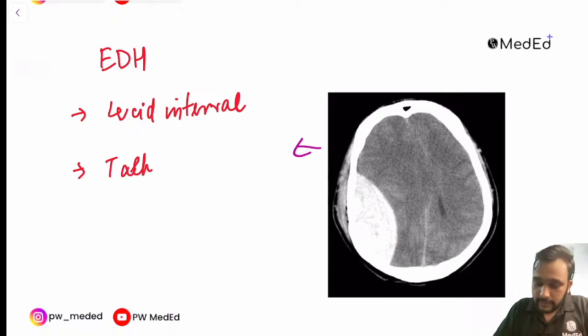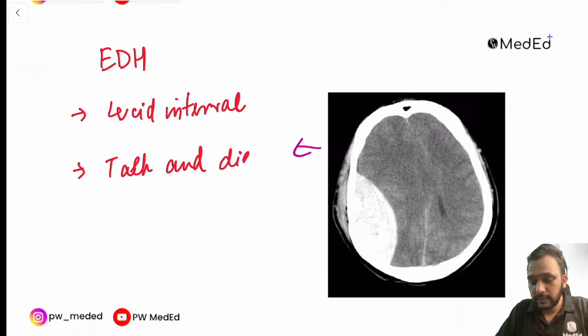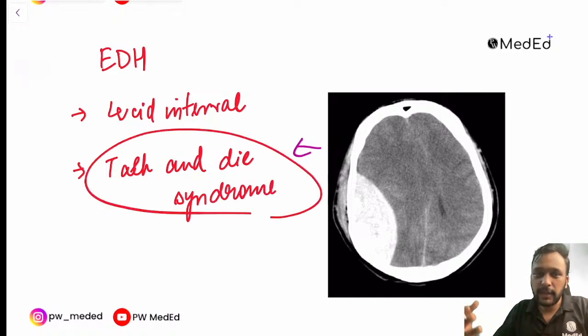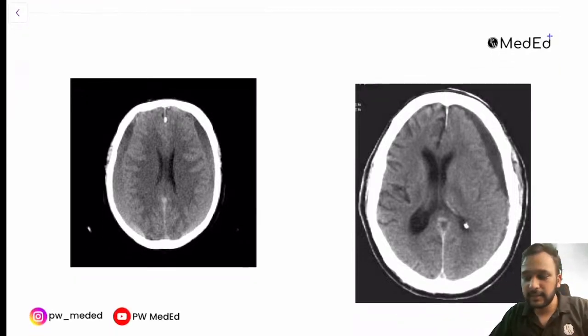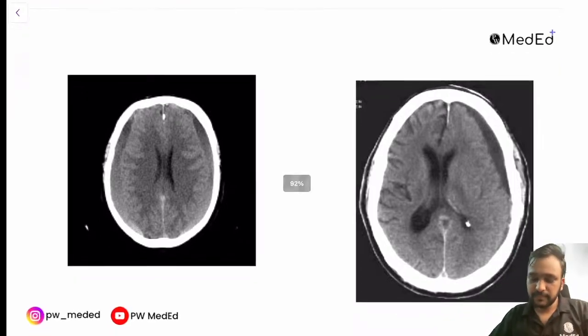Another thing that we are going to see in patients with extradural hemorrhage is talk and die syndrome, right? The patients can die while talking because this is an arterial bleed. The size of the bleed is continuously increasing, and as the size of the bleed increases, it is going to cause depression of the respiratory centers and the patient can die.